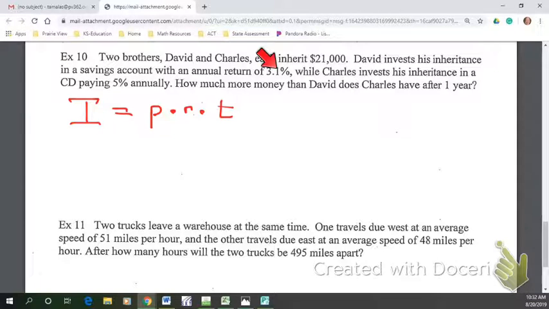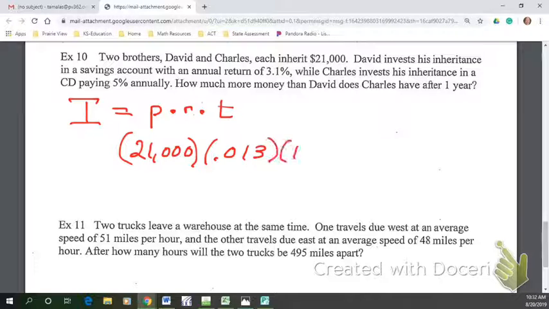Okay, so we're going to figure out, it says how much more money than David does Charles have after 1 year? Okay, so my time is 1 year. So we'll start with David and Charles. They start out with the same amount, right? So their principal is the same under both circumstances. The first one is invested at 3.1%. Now, your calculator does not have a percent symbol on it, so how do you type that in the calculator? 0.013 times 1 year. That's going to be the interest that David gets off of his money. So interest for David. Somebody tell me the interest for David.